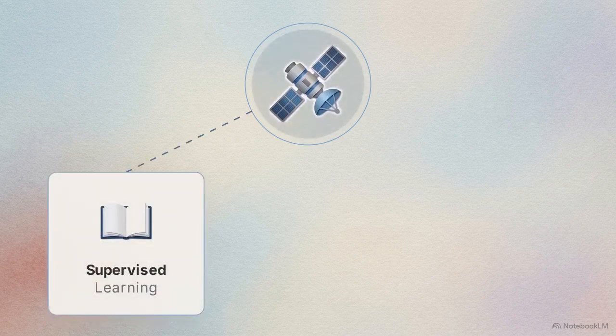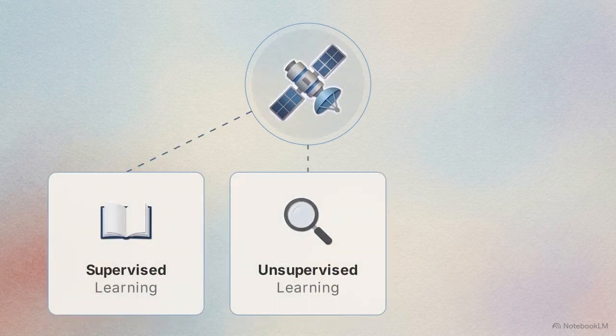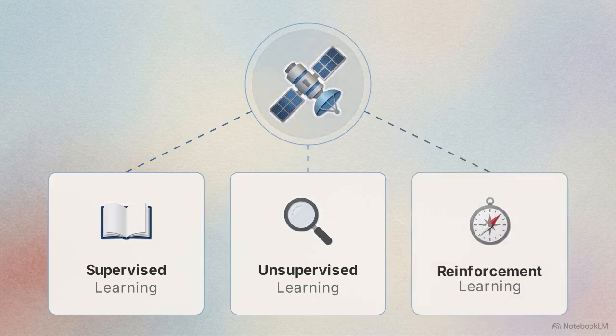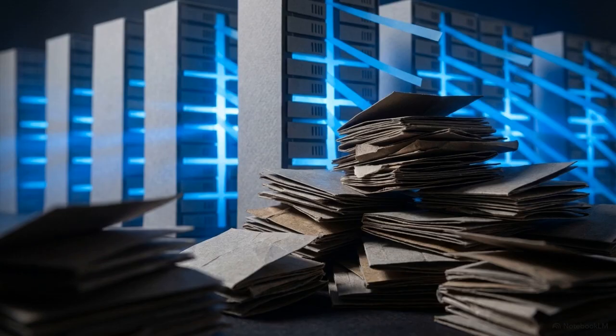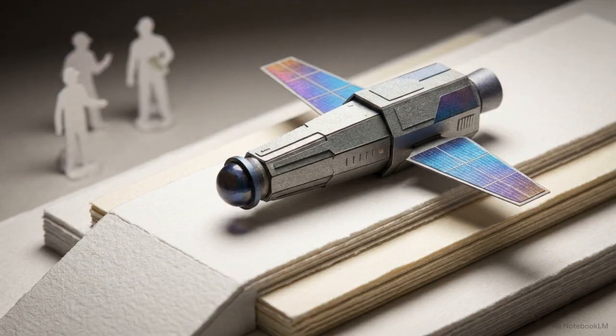To build a capable explorer, we equip our probe with 3 distinct learning modules: supervised learning, unsupervised learning, and reinforcement learning. Shifting our focus from dictating strict rules to providing rich experiences is the core building block of modern artificial intelligence. The first phase of training happens before the probe ever leaves the launch pad.